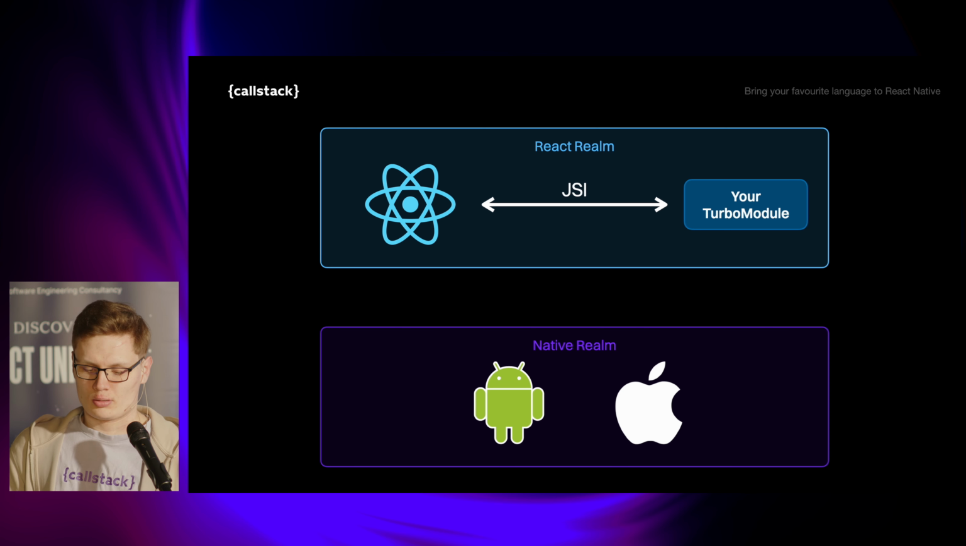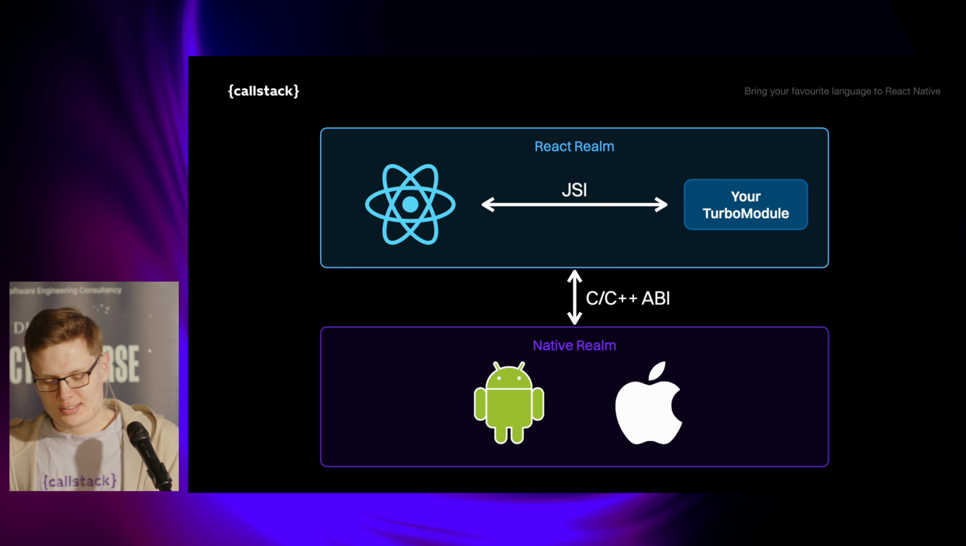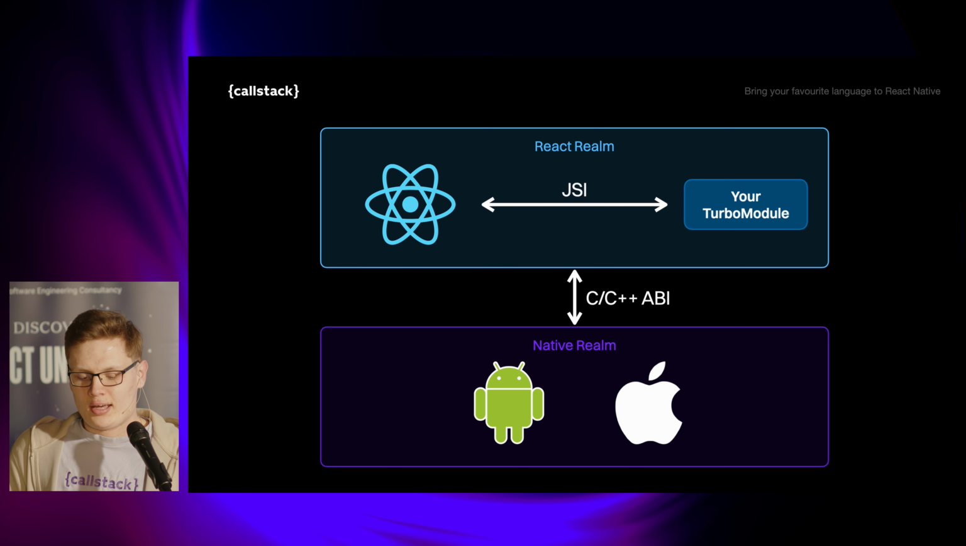How can we combine those two different realms? The answer is the C or C++ ABI. Don't worry, this idiom can be really hard, but it's not really that hard. It's just a way to communicate between different languages using the lowest common denominator. In this case, it's probably a C API.